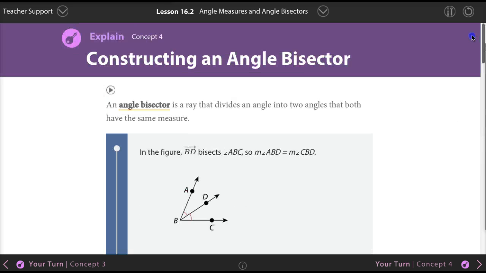What is this? Oh, another thing we have to do in class. We have to construct an angle bisector. But before you come to class, this is what you have to know. You have to know what an angle bisector means.